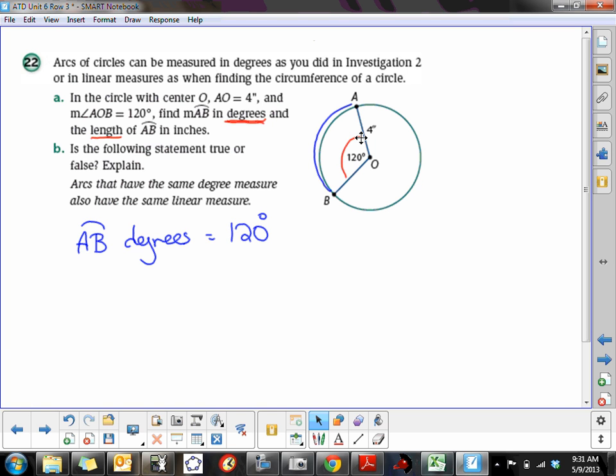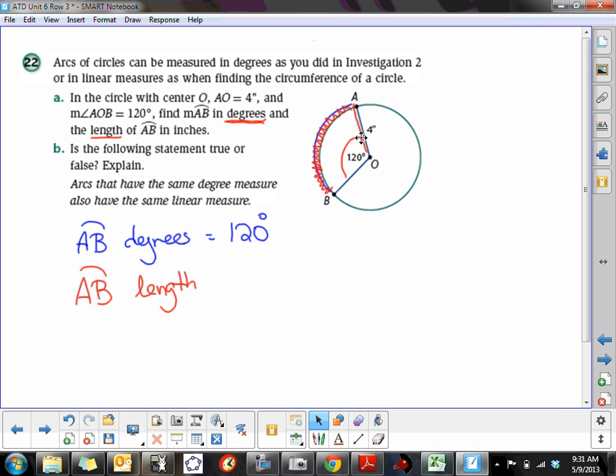The variation on this is, how do you find the length of AB? So the length of arc AB is asking a different question. The length is referring back to the circumference concept. So what would be the distance from point A to point B if this had a radius of 4?